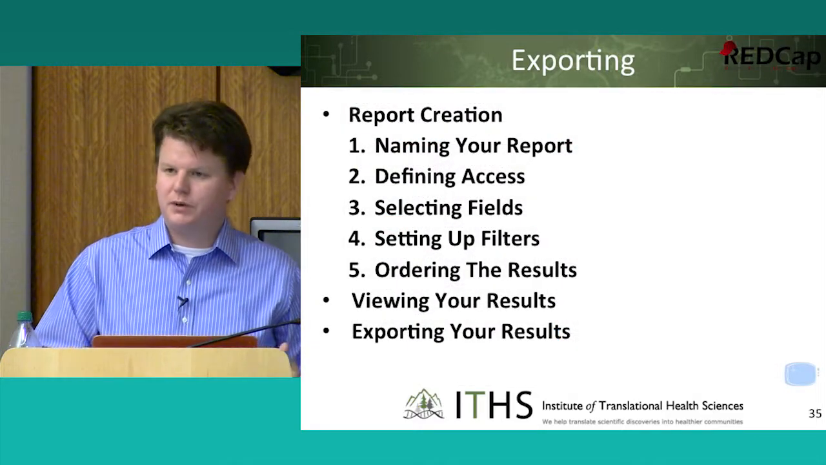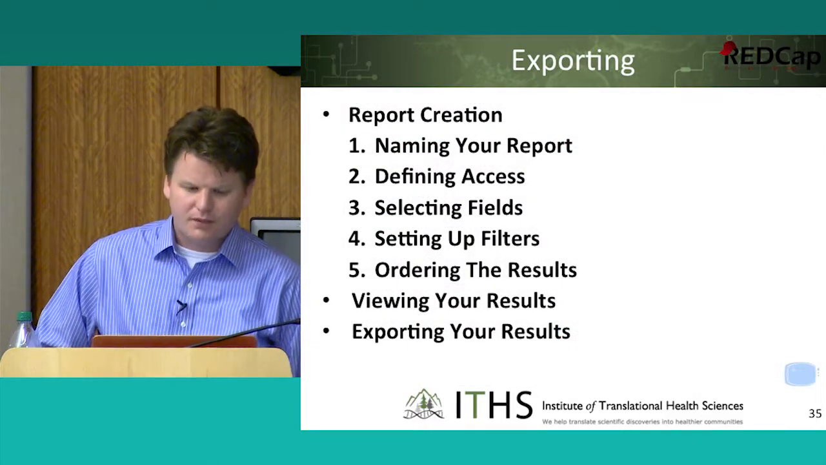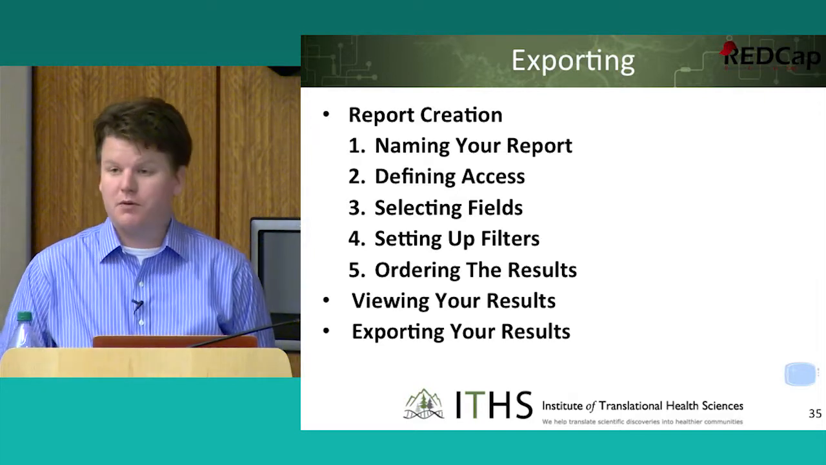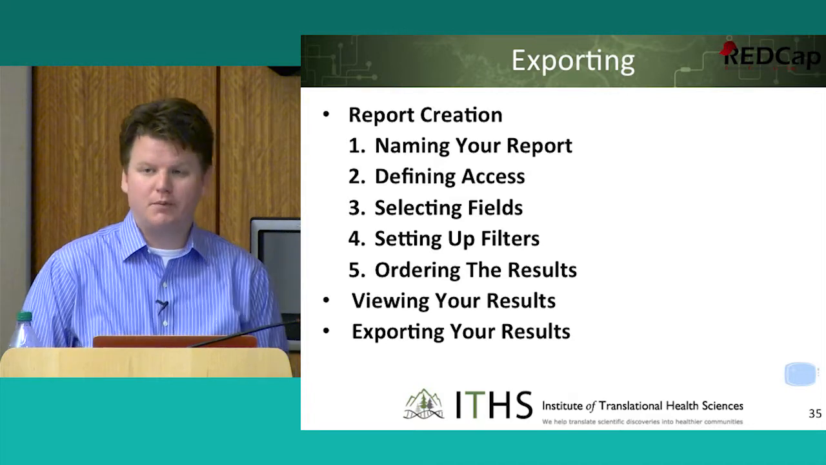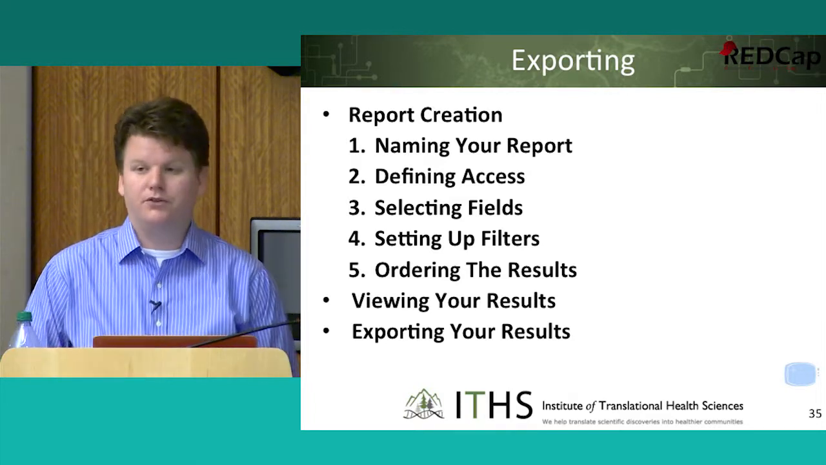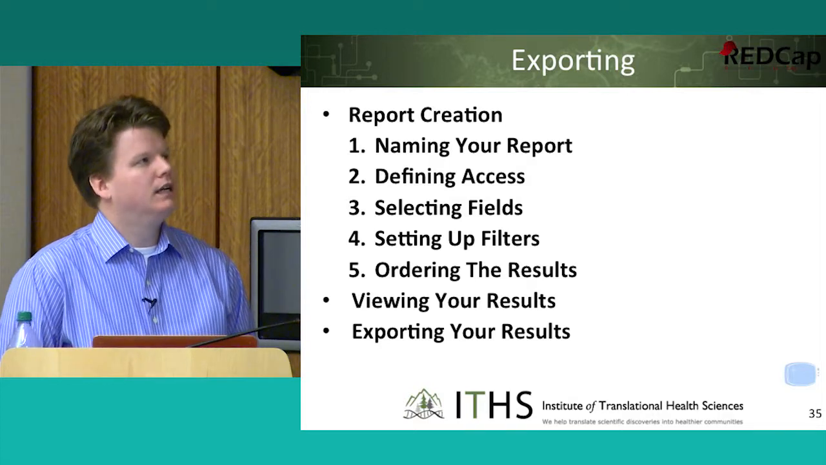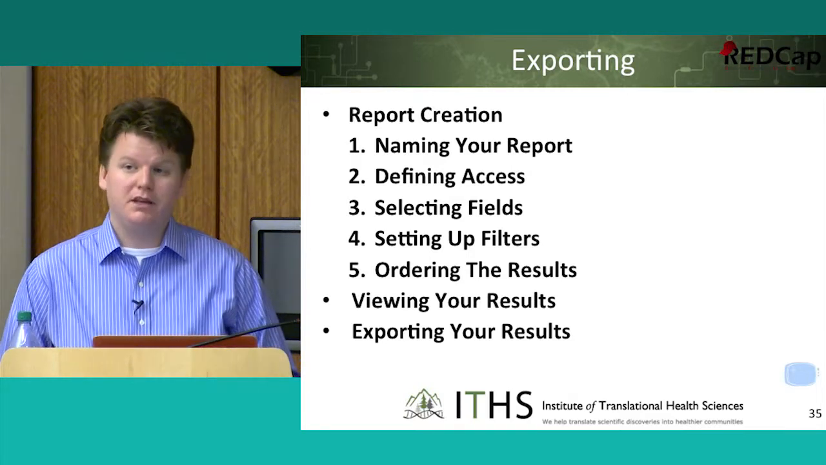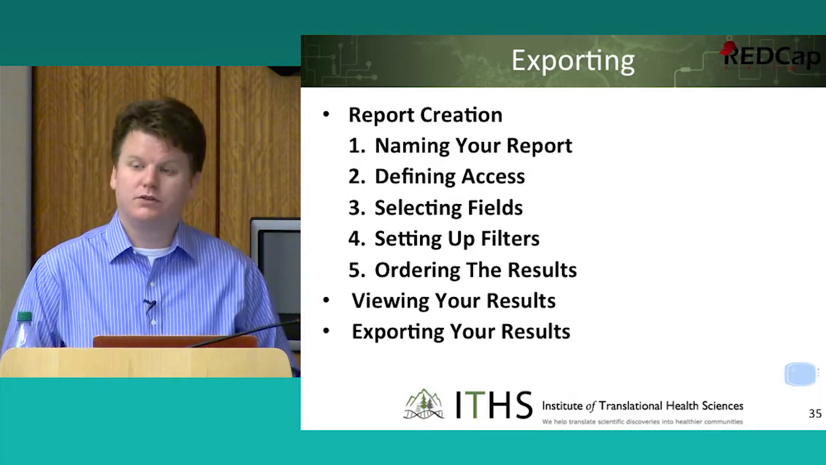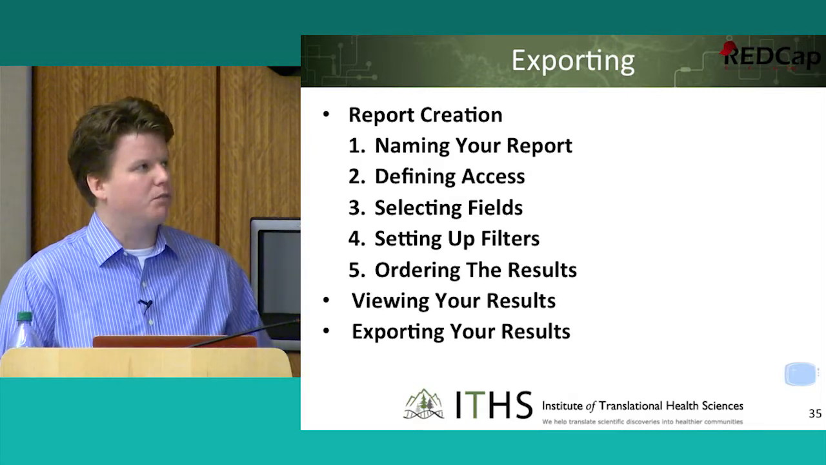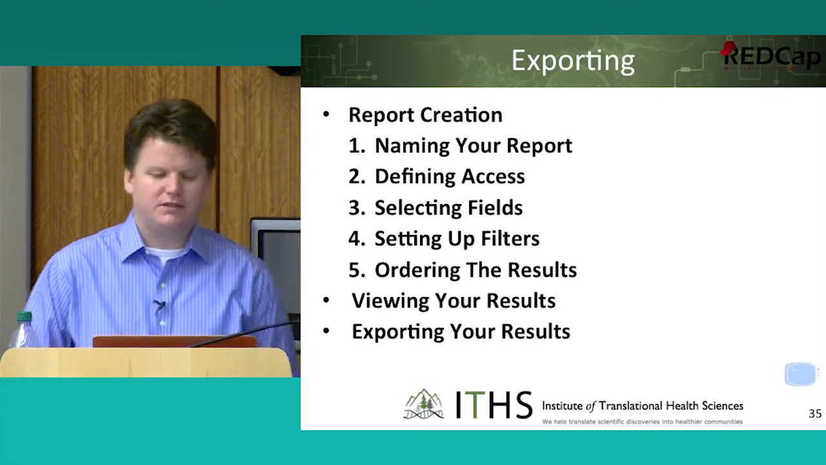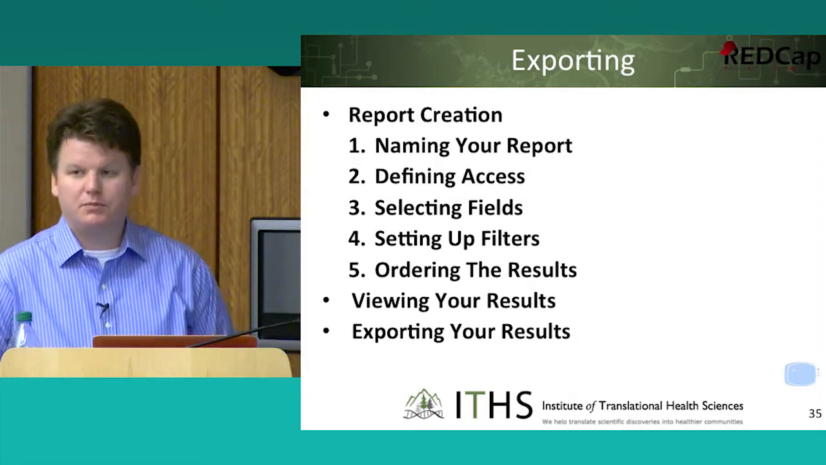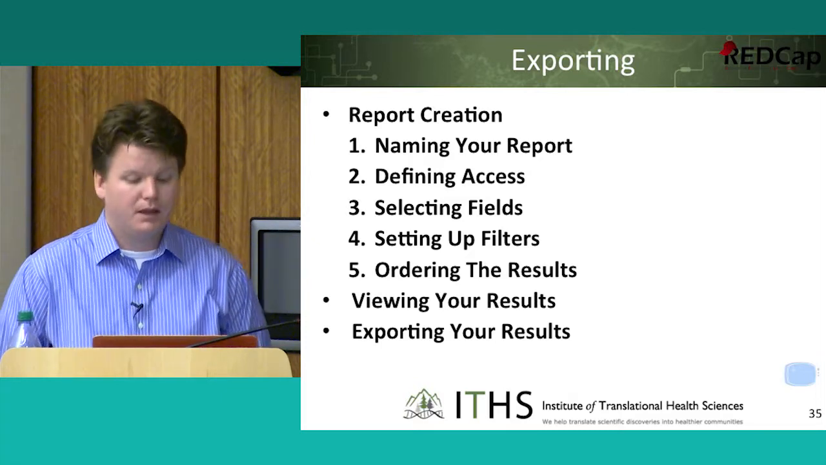So before you can export anything, you have to create a report. So first step is the report creation. You're going to name your report. So give it my report, or mails only report, whatever you want to call it. Second step is defining access. Who has access to this report? Only me, or everybody in this project, or only a certain subset of people, or a certain data access group. Most of it's standardly set up for everybody has access. However, if you do want to limit it to certain people, that's where you can do that.